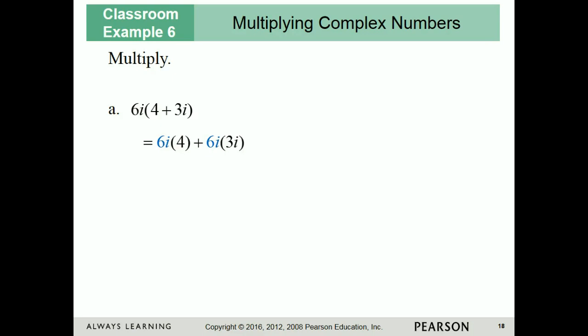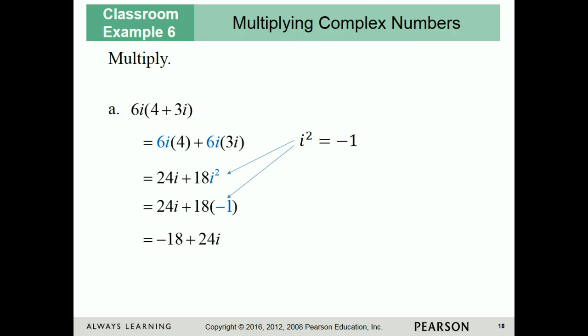So we continue with multiplication. So 6i times 4 is 24i, and 6i times 3i is 18i squared. Here's where that rule that we were talking about, i squared equals negative 1, is going to come in when we multiply complex numbers. So notice here we replace the i squared with negative 1. So we continue with multiplication, and we come up with the answer right here, negative 18 plus 24i.